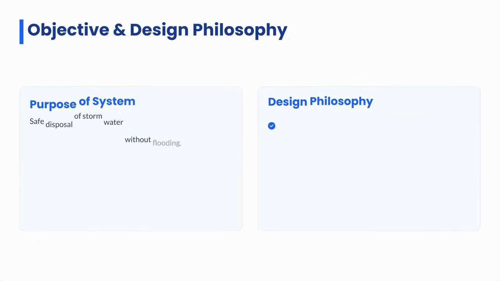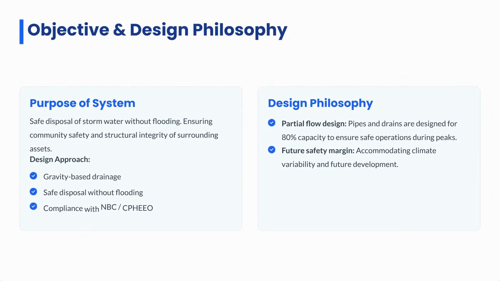The purpose of a stormwater system is the safe disposal of water without flooding, ensuring community safety and the structural integrity of surrounding assets. Our approach uses a gravity-based system, designing for partial flow capacity and including a future safety margin.